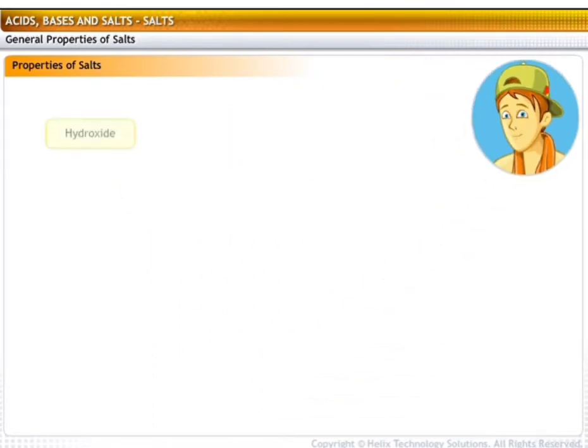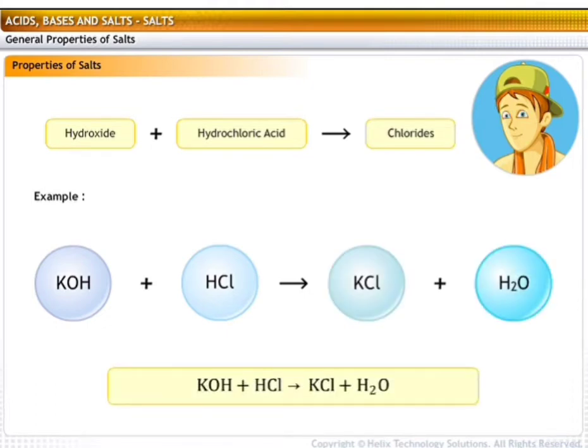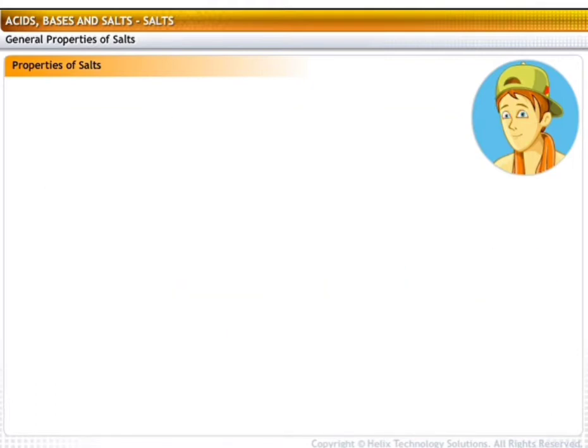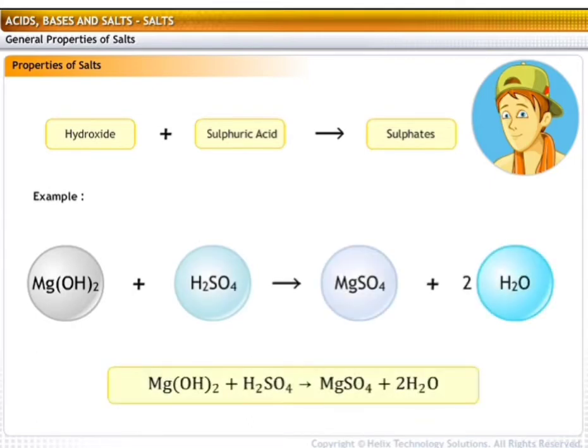Salts formed from any hydroxide and hydrochloric acid are chlorides. For example, potassium hydroxide reacts with hydrochloric acid to form a salt called potassium chloride. Similarly, salts formed from any hydroxide and sulfuric acid are called sulfates. For example, magnesium hydroxide reacts with sulfuric acid to form magnesium sulfate.